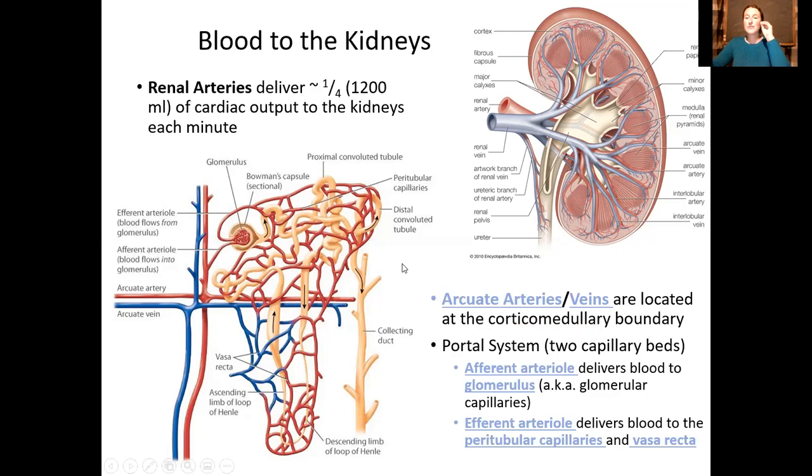If we were to zoom in on that boundary, what we would see is something that looks like this. The red vessels are delivering oxygenated blood. The blue vessels are draining deoxygenated blood.